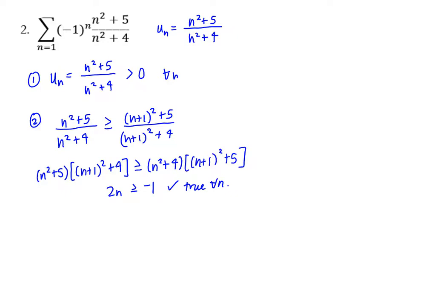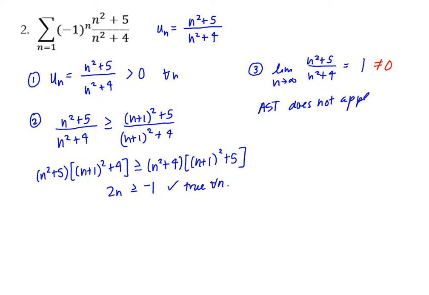So we've met the first two criteria for the alternating series test. The third one is just to show that the limit of these terms as n approaches infinity is 0. We have n squared plus 5 over n squared plus 4. Unfortunately, however, this limit is 1, which is not 0. So we cannot use the alternating series test to prove convergence of this series. The alternating series test does not apply. This does not mean that the series diverges. We cannot use the alternating series test to prove divergence, but we can use something else.